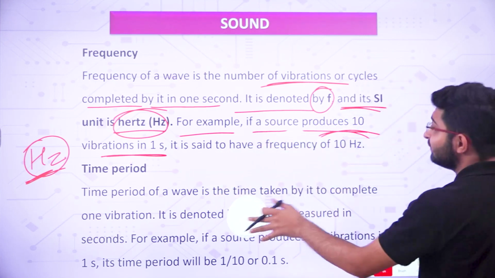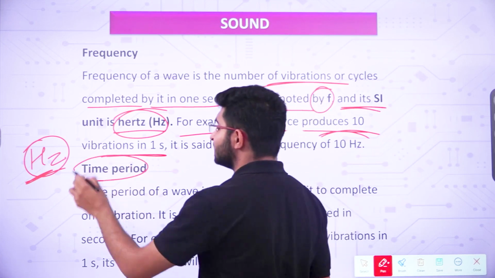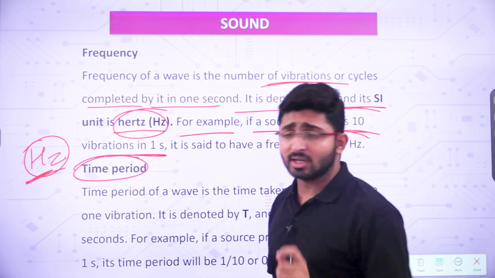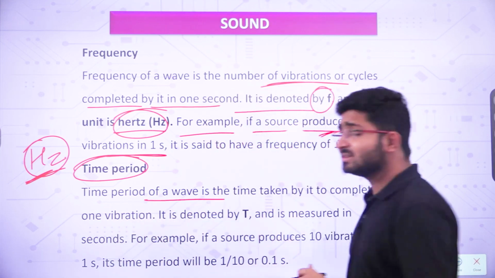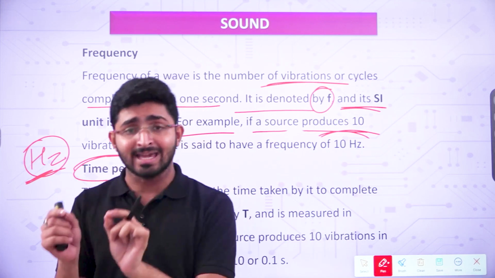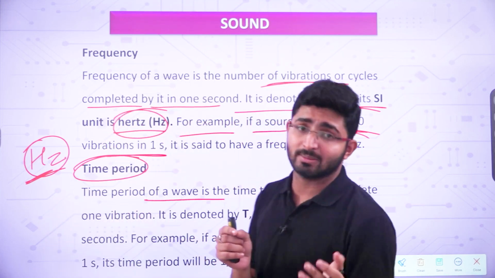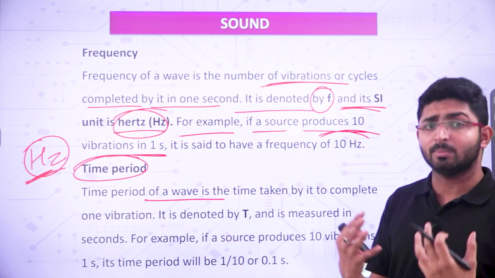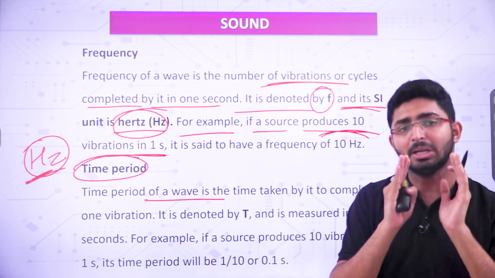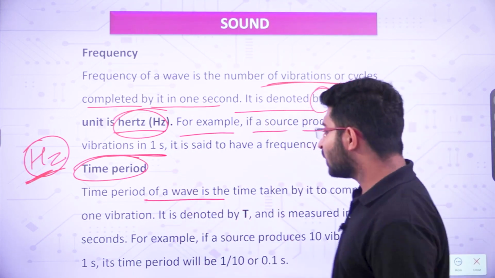Now moving ahead, we have the next term related to the sound wave, that is time period. So what is time period? The time period of a wave is the time taken to complete only one vibration or cycle. Whatever time it takes to complete one vibration or one cycle will be the time period of that particular sound wave. That is what is written here.